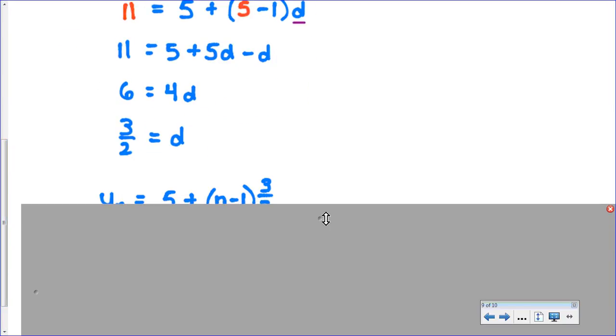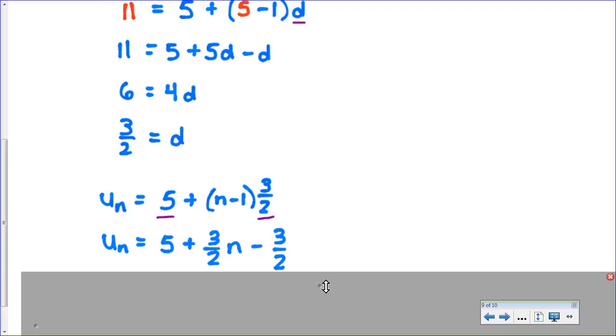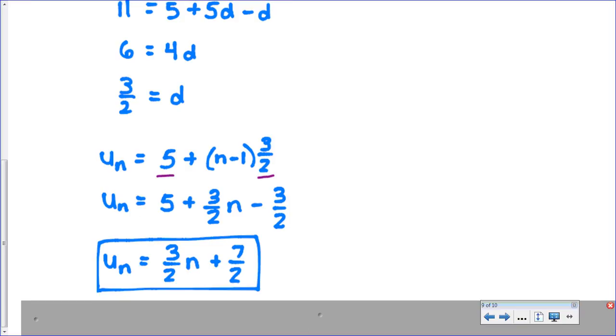So the definition of the arithmetic sequence is going to be u sub n equals 5, because that's the first term, which we were given at the start, plus n minus 1 times the common difference, which is 3 over 2. So when you're asked to write it, fill in the formula, make sure you replace u sub 1 and the d, and then you can just simplify to get the simplified version of the formula.